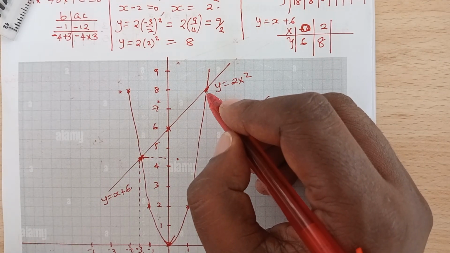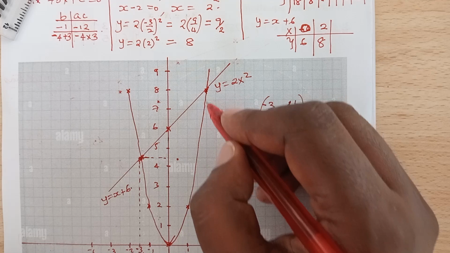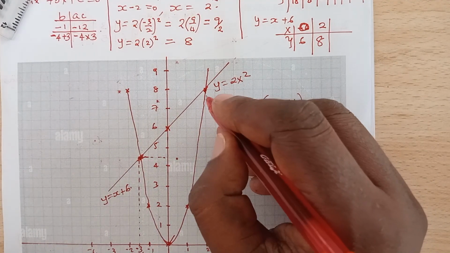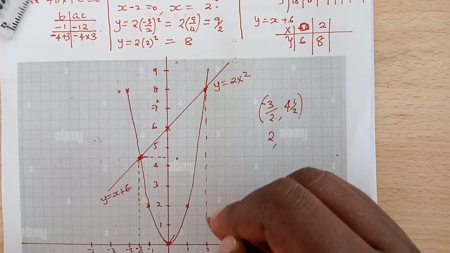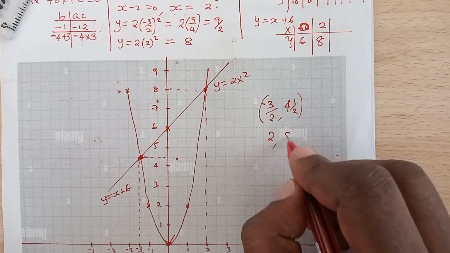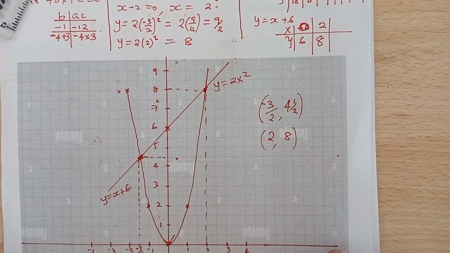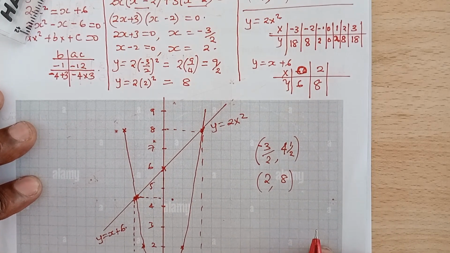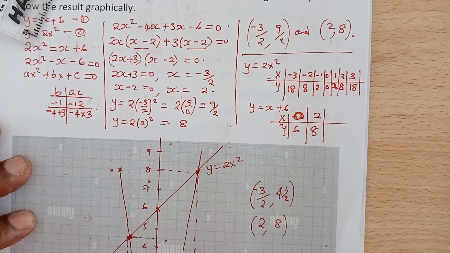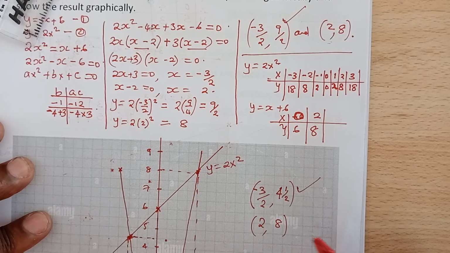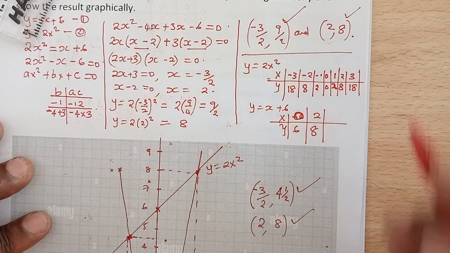At this particular point, this is the point of intersection. x is 2, it goes without saying. If you drop down, you'll read the value of x being equal to 2 and the value of y being equal to 8. And those are the 2 solutions, which have been proven graphically: minus 3 over 2, 9 over 2, and 2, 8. If you compare, this is exactly equal to that, and this is similar to that.